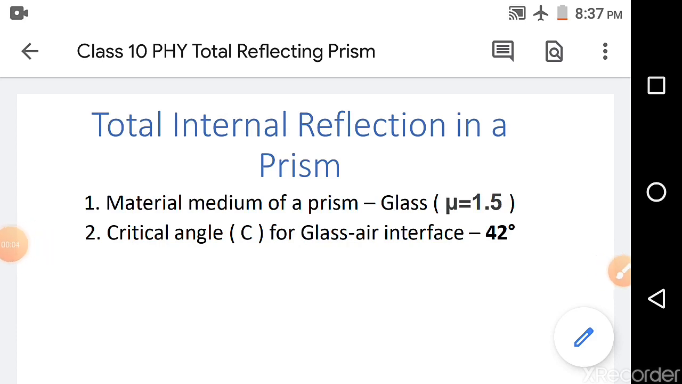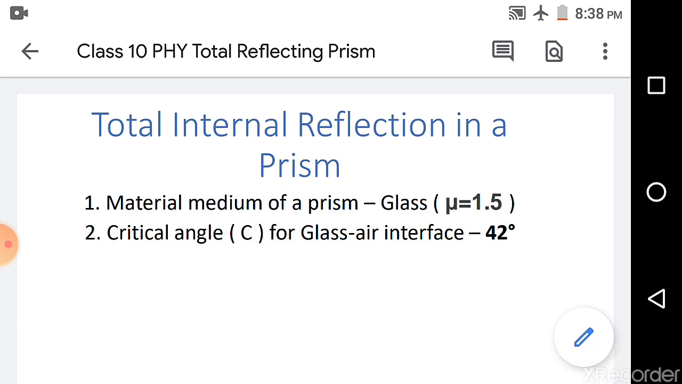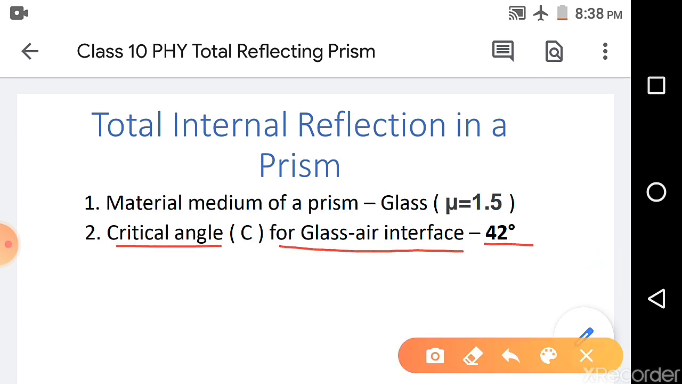For this video we have the topic total internal reflection in a prism. This is from chapter 4D of class 10 physics ICSE. We know that the material of the prism is glass and the refractive index is 1.5. We also know that the critical angle for the glass-air interface is 42 degrees.